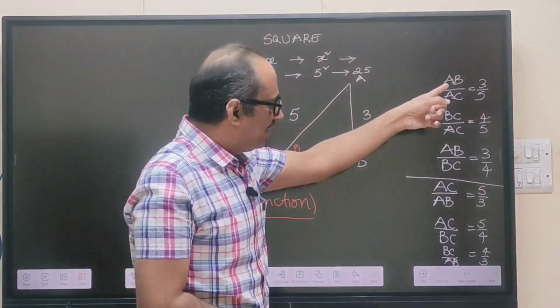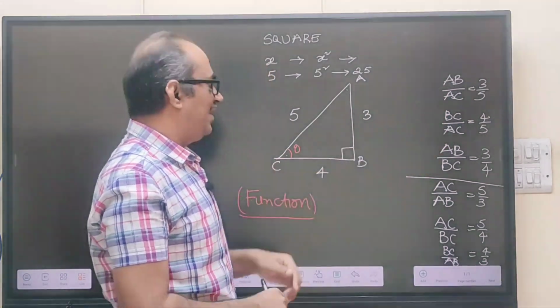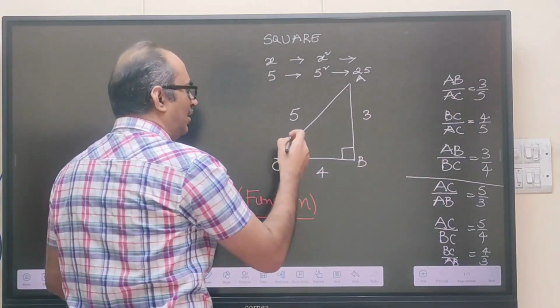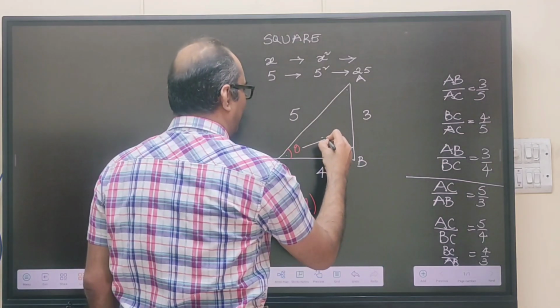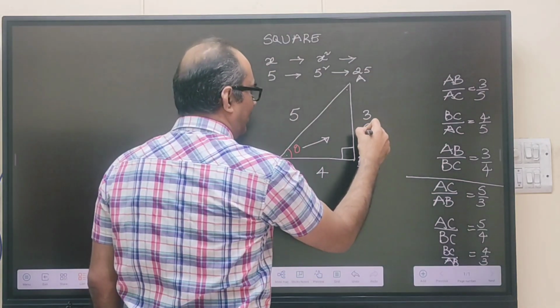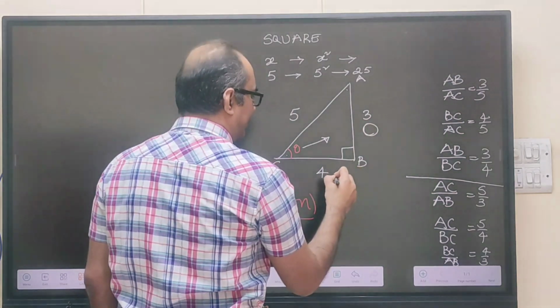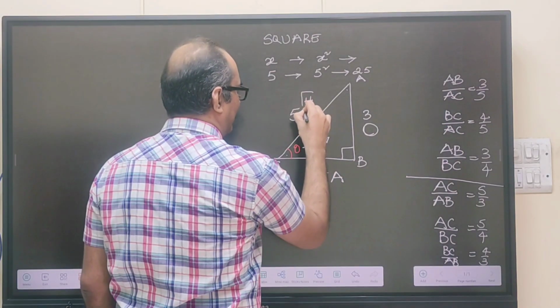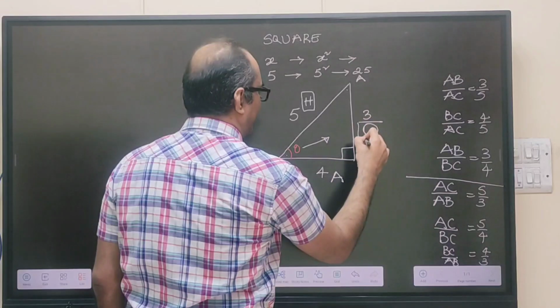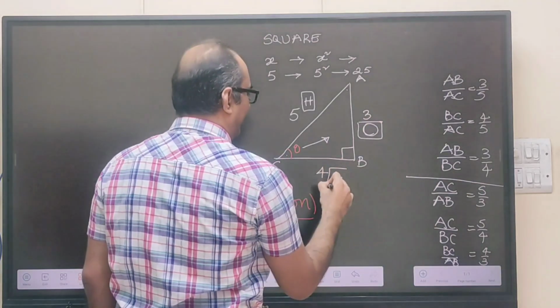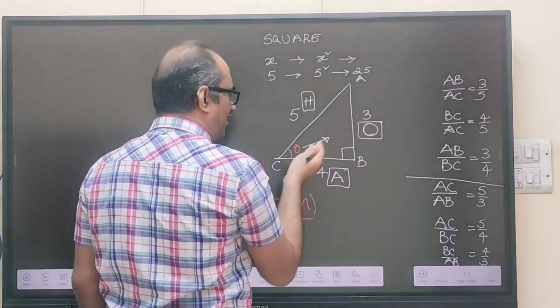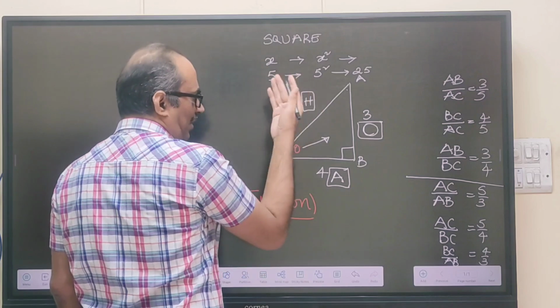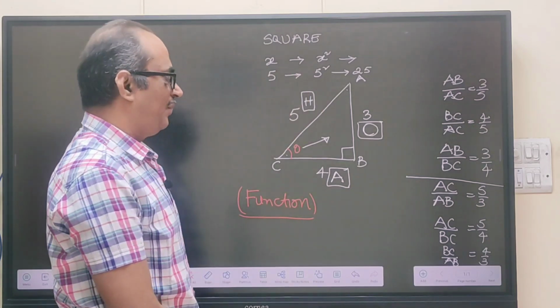Now how to understand this AB by AC, BC by AC? For that what we will do? We'll say that okay, now I am looking from here. So this will be my opposite side, this will be my adjacent side, and this is my hypotenuse. Makes sense because you are looking from C. Then AB is opposite to you and BC is adjacent to you and AC is the hypotenuse.